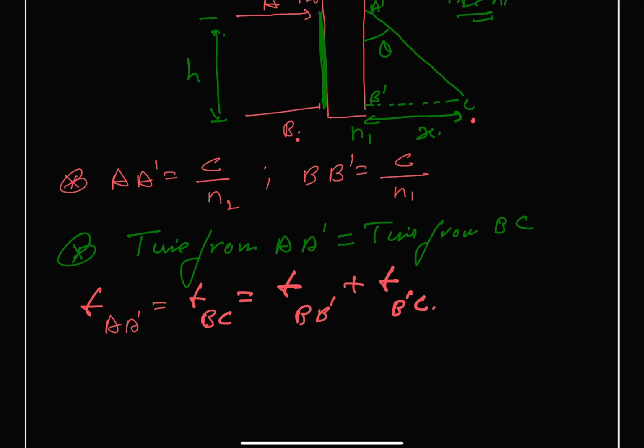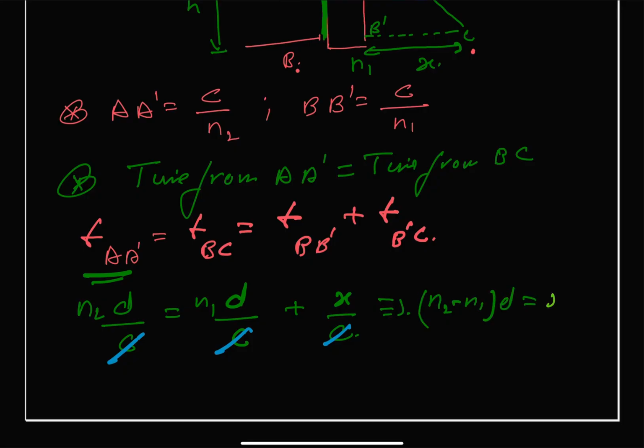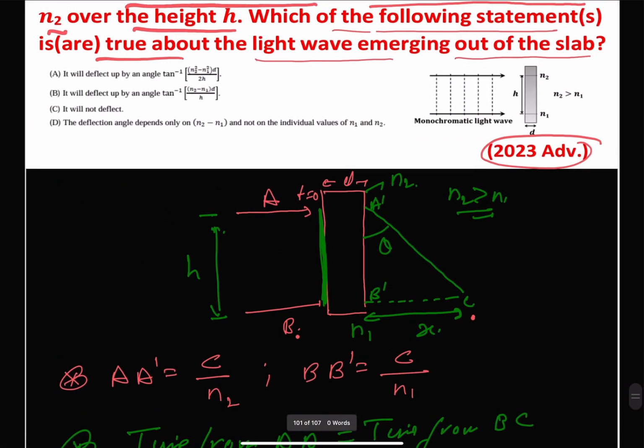Time from A to A prime we can write as distance d, and this is c divided by n2, which is equal to the time B to B prime, where the distance is the same and it is c divided by n1, plus, the refractive index being 1 for B prime C, the distance traveled x divided by c. So here c cancels out throughout, and we can write from here that (n2 minus n1) times d will be equal to x.